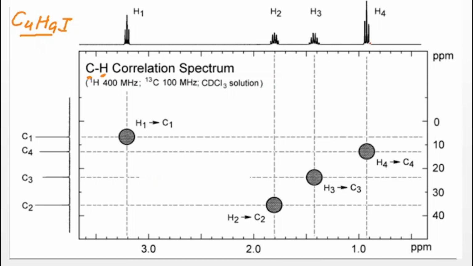First of all, you may see what is given here. The triplet is given, and the proton is H4. You may see here that H4 is correlated with C4. H4 is correlated with the C4, and this is there. So H4 appears in that red.